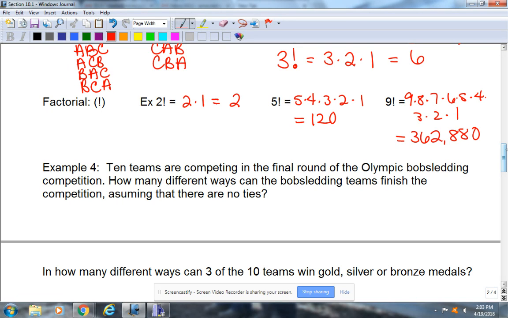So for my first place finish, I have 10 options, right? And then for the second one, I have 9. For the third one, I have 8, 7, 6, so on, all the way to 1. So that's the same thing as 10 factorial. And we can just type that in our calculator.